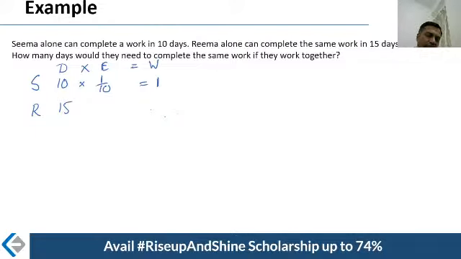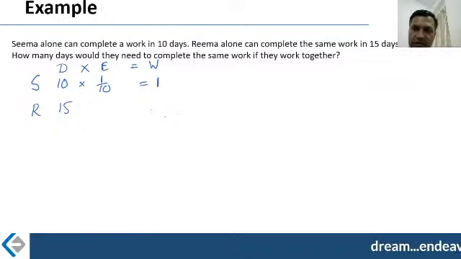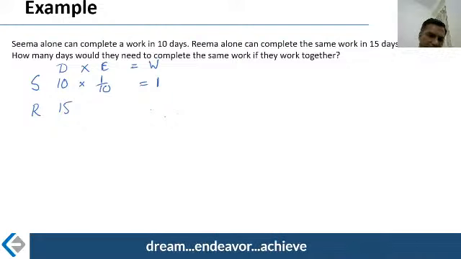All right, therefore efficiency is nothing but what? Work done per day. Work done per day is inversely proportional. That's what you mean by days and efficiency are inversely proportional. Therefore I wrote the number inverse. So whichever way you understand, it is very easy to understand.